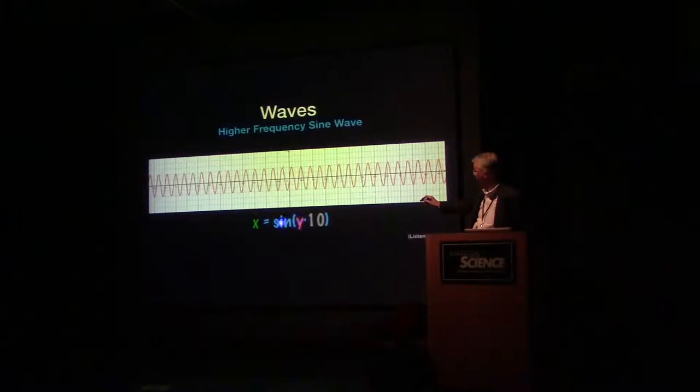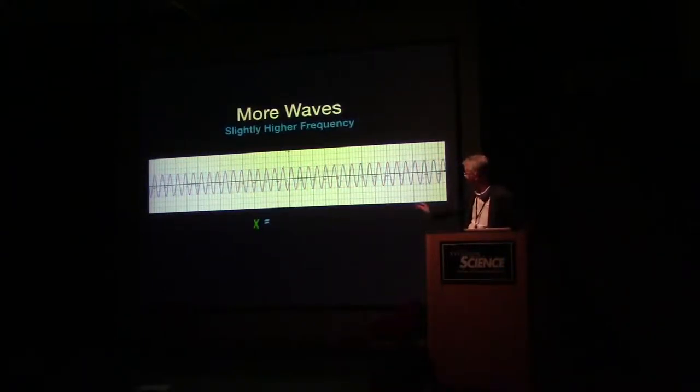So x is the sine of y times 10, and I get a little more active wave. There we go, sorry. And I'll turn that down a little bit. All right, so that's our wave that we get with a sine wave pattern. Now we'll do another one. And this time, it's x is the sine of y times 11. So it's just a little bit more frequent wave.